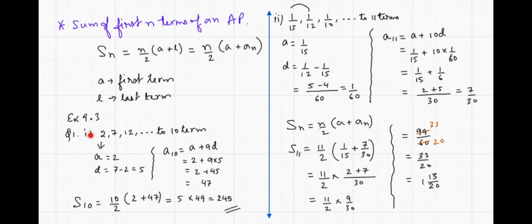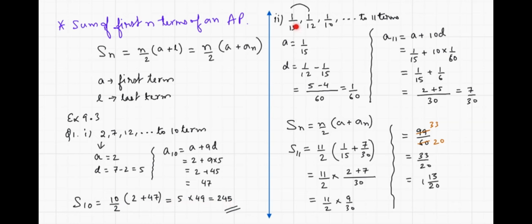Come to this question. We are required to find the sum of this AP 2, 7, 12 up to 10 terms. Here the first term is 2, common difference is 5, and we will find the 10th term, that is A plus 9D. This is 2 plus 9 times 5, that is 47. Therefore, S10, the sum of this AP up to 10 terms, would be 10 by 2 multiplied by 2 plus 47, the sum of the first term and the last term. So 10 by 2 is 5 times 49, we have 245.